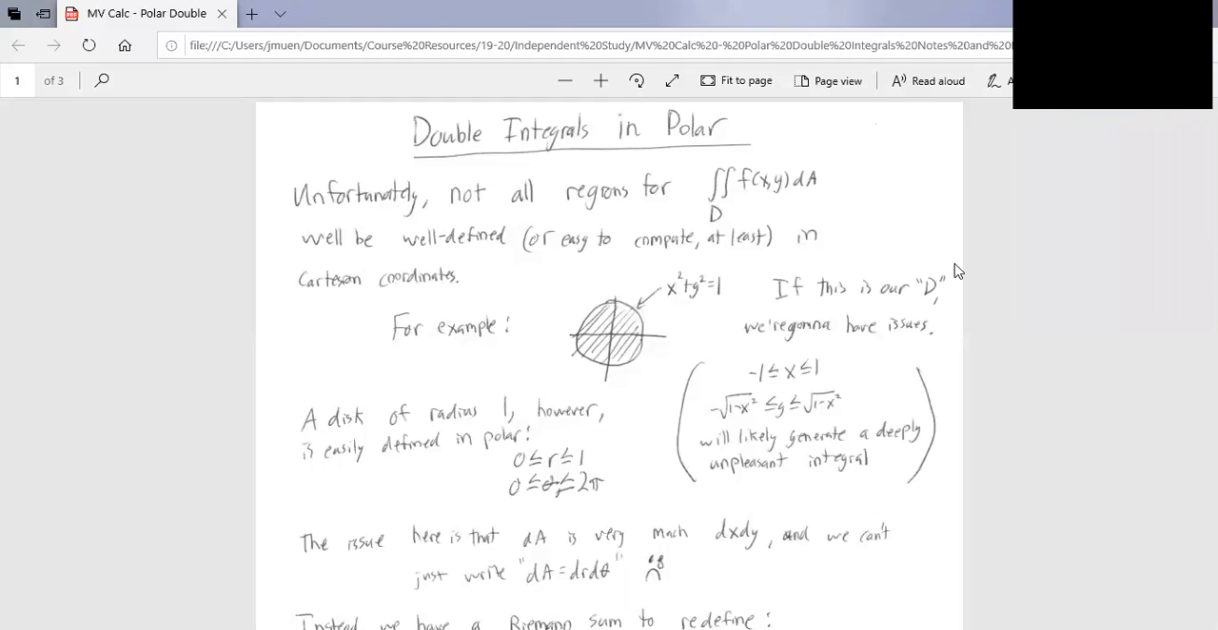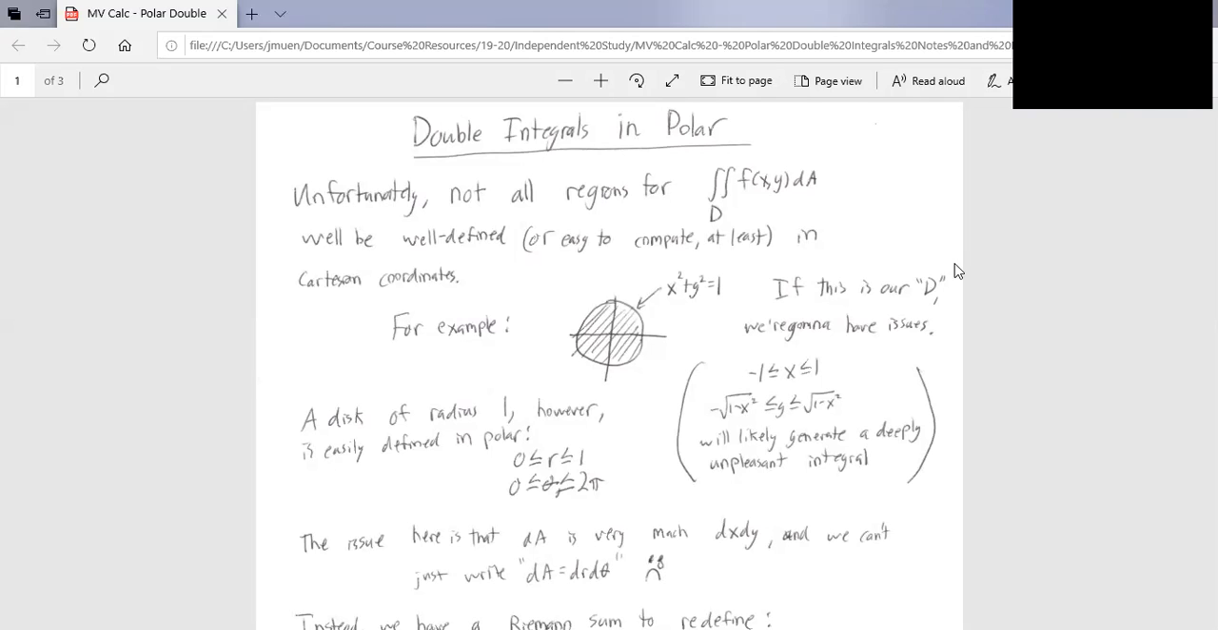We are going to start this with looking at double integrals in polar form, which is a natural extension of the iterated integrals that we've done so far, this time just with polar coordinates. The reason for this is that not all regions that we might want to look at are particularly easy to use Cartesian coordinates for, or even well defined in the first place.